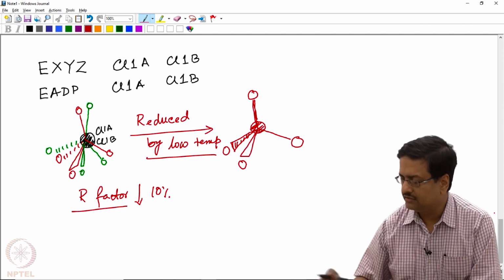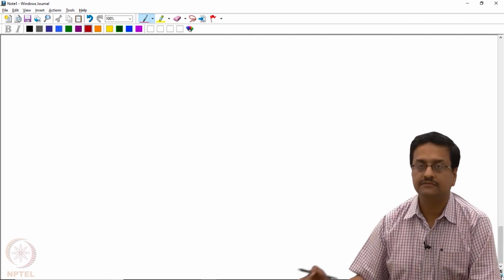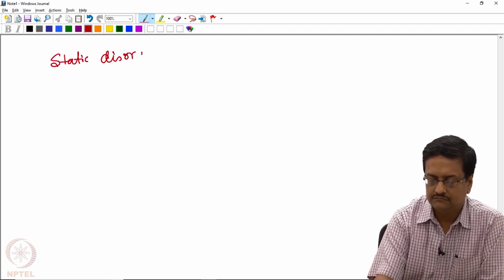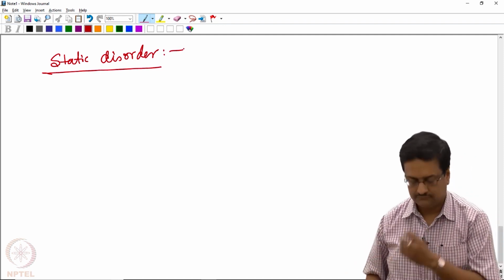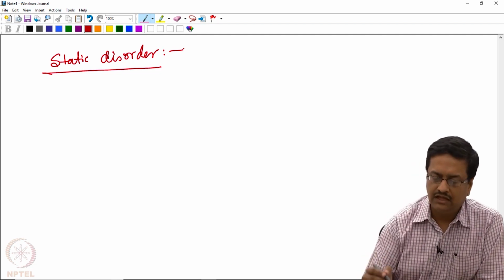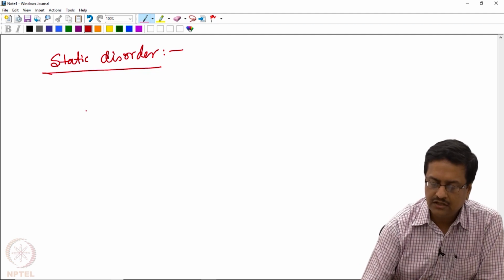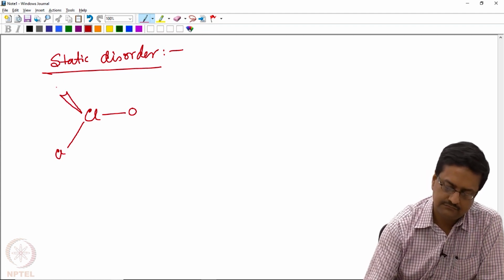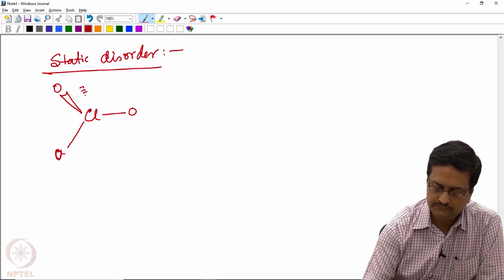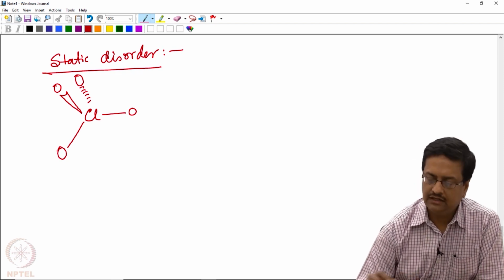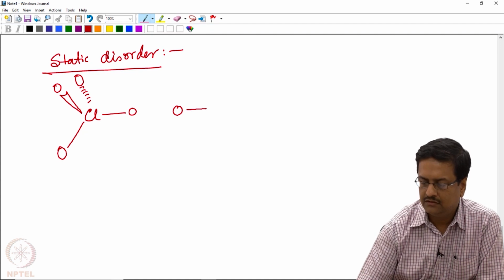The other type of disorder that one can have is, as I already indicated, is called static disorder. This also can happen with a perchlorate anion or any such anion. As we are discussing with perchlorate, let us stick to that. It may so happen that in the structure, at some equivalent position, the perchlorate anion is oriented like this, and in another site the same perchlorate is oriented like this.